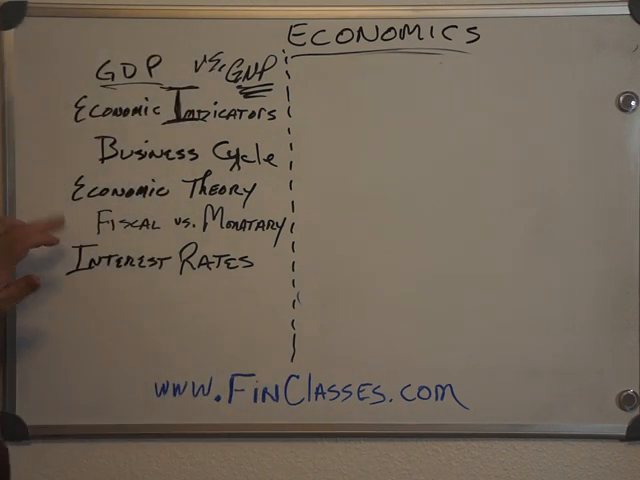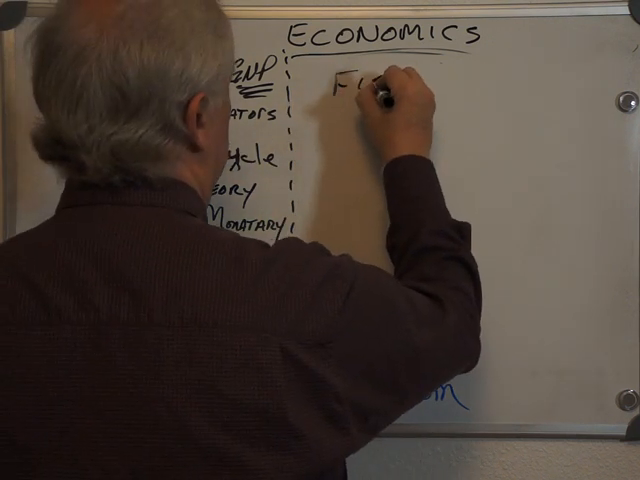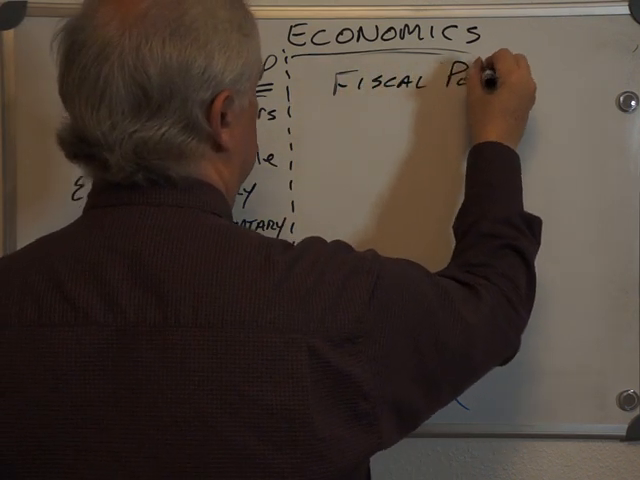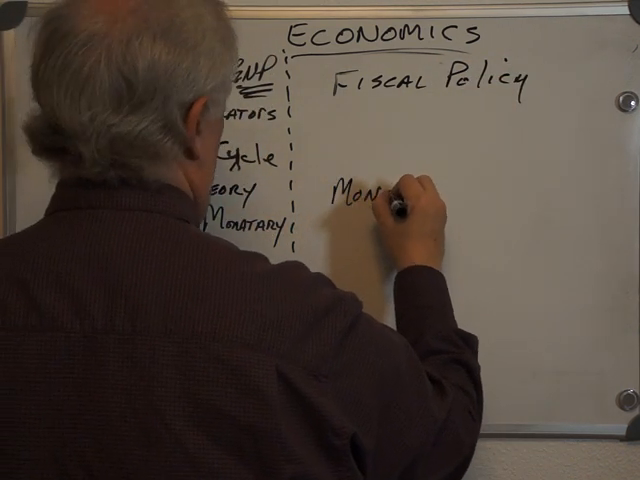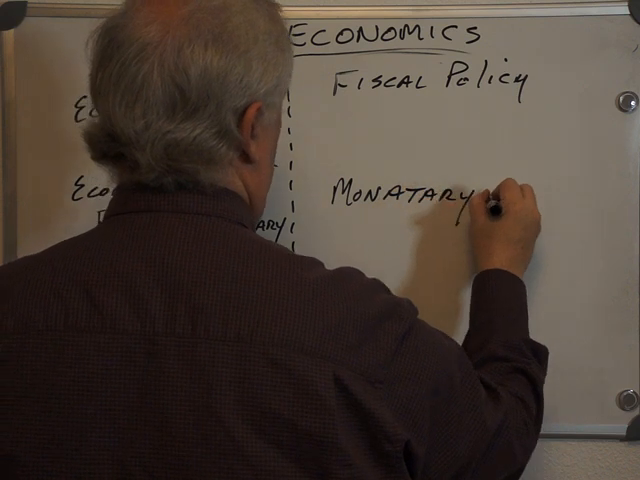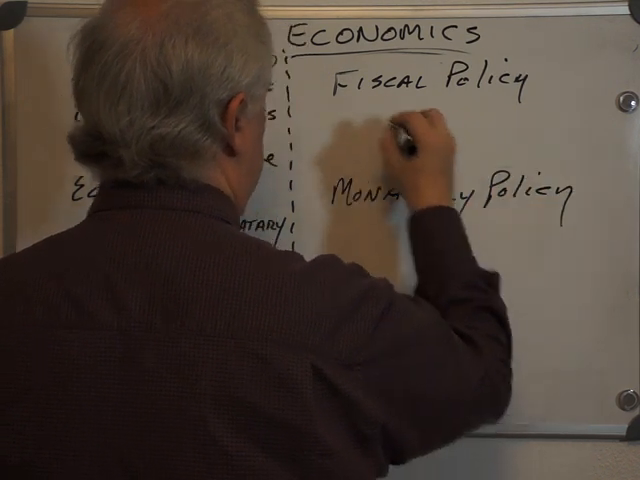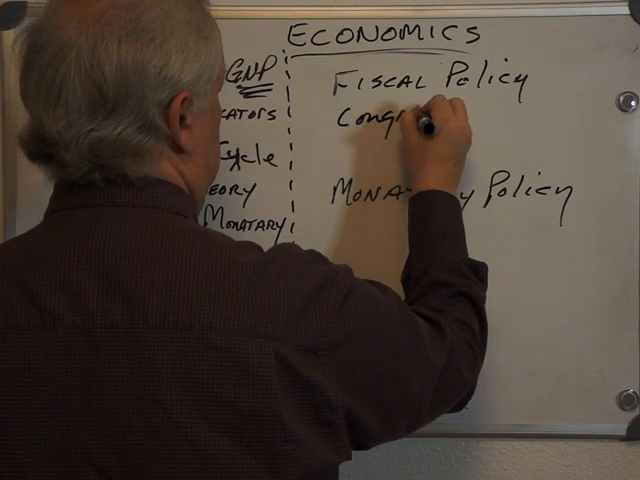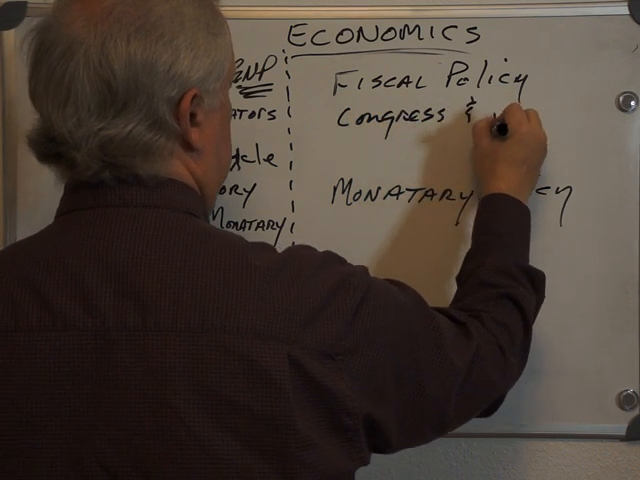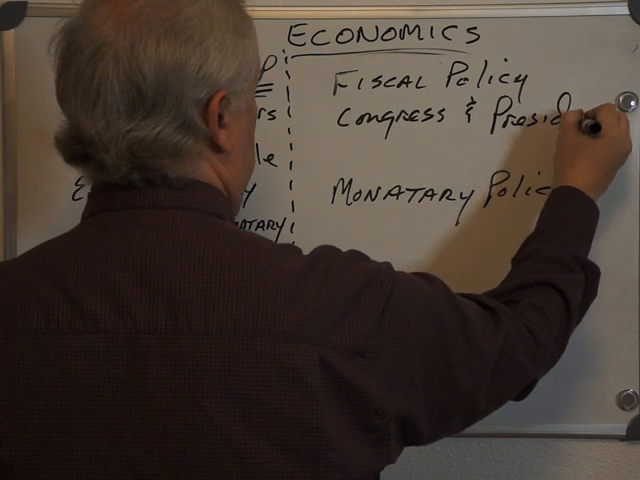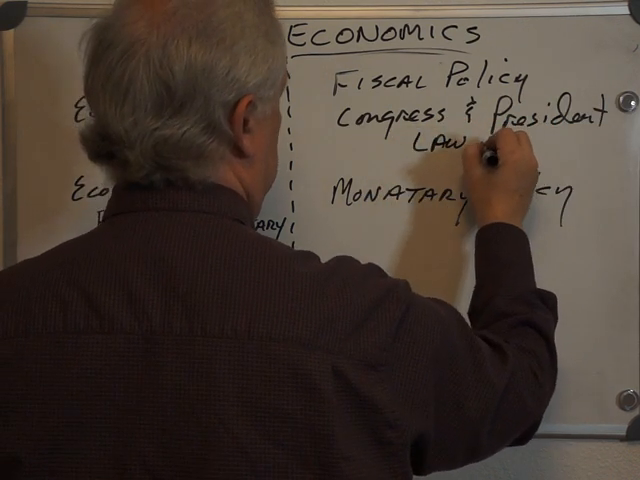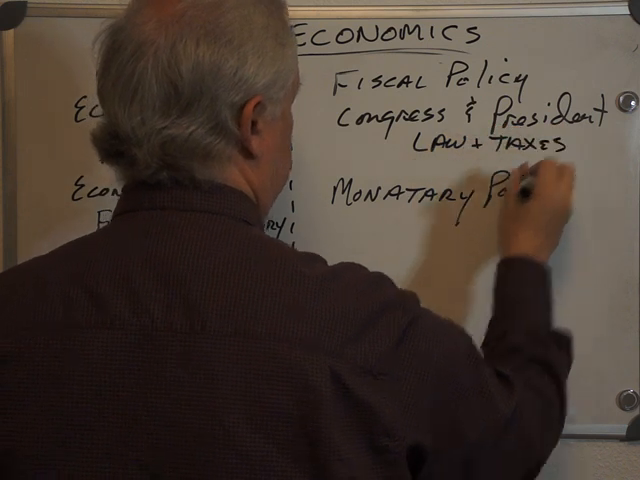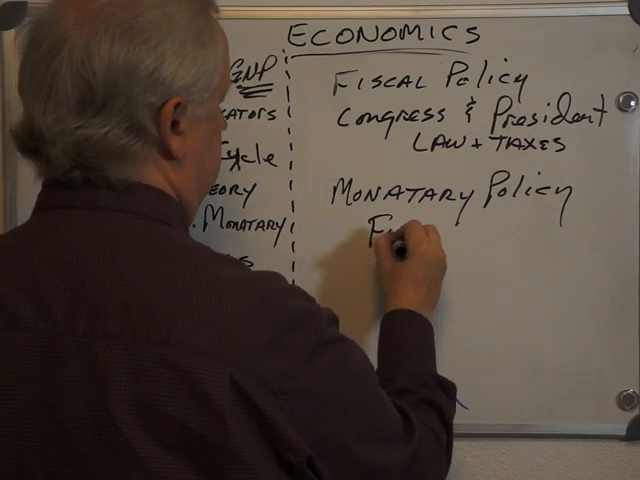Okay, so now we're looking at fiscal and monetary. Fiscal policy, monetarist. This is done by Congress and the President. Laws, taxes. This is done by the Federal Reserve.